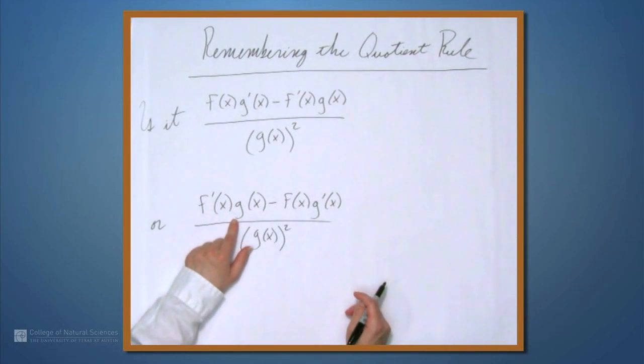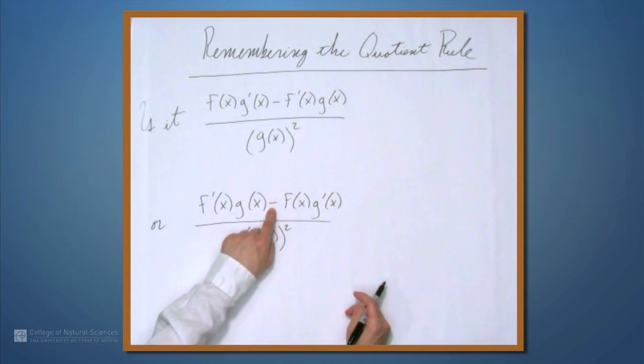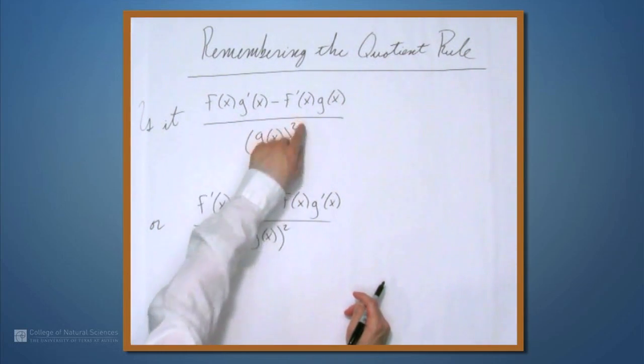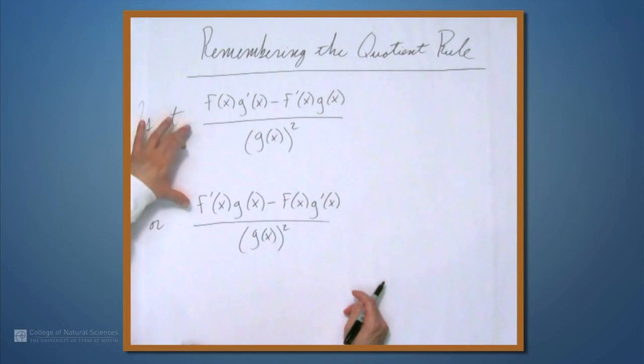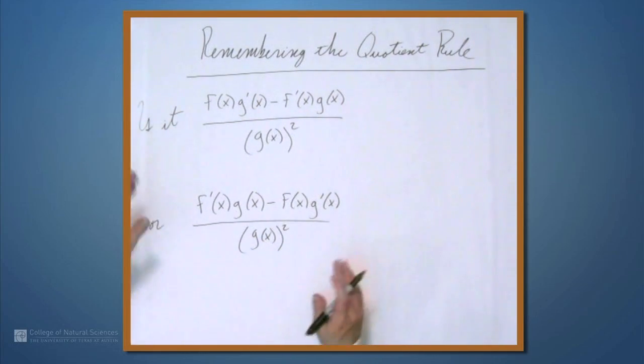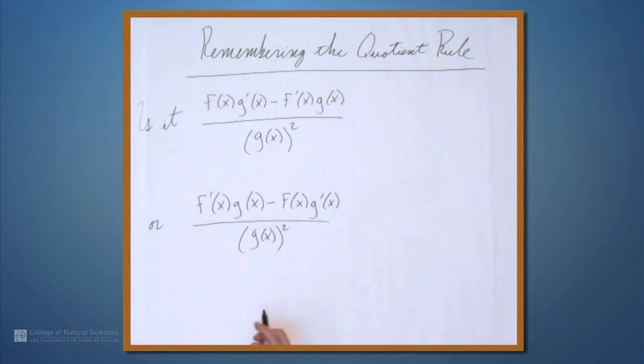With the product rule, you don't have this issue because those two terms are being added. But with the quotient rule, they're being subtracted, so the order does matter. These two expressions are not the same. So if you forget which one it is, use a simple example. This is what I like to do.